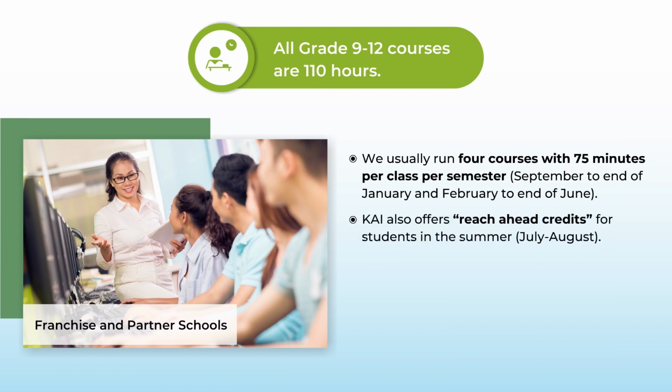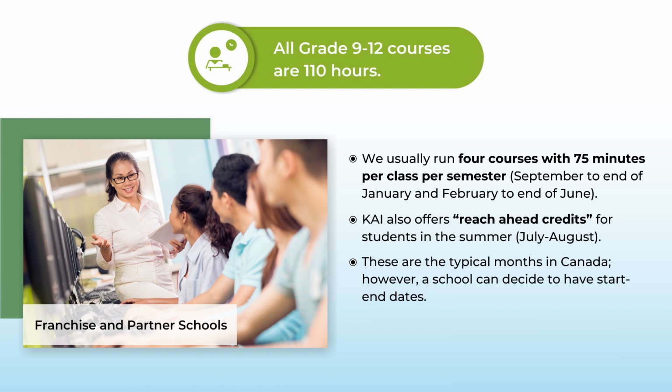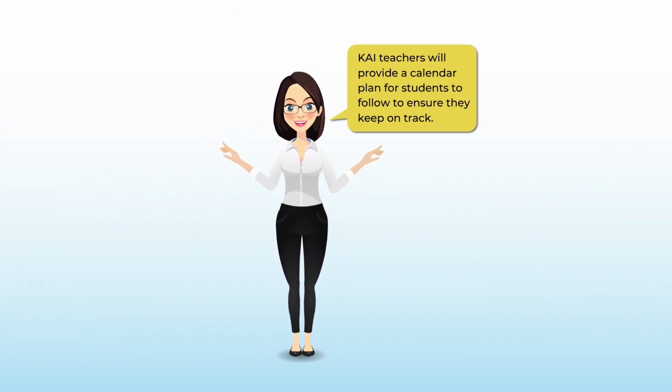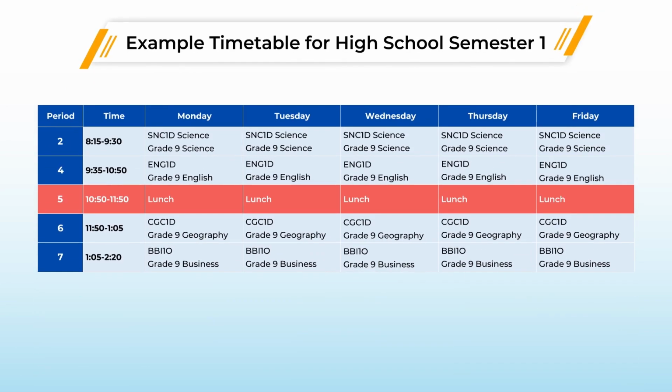Canada Academy International also offers Reach Ahead credits for students in the summer. These are the typical months in Canada. However, a school can decide to have different start-end dates, as long as the hours required are met. This is completely fine. Canada Academy teachers will provide a calendar plan for students to follow to ensure they keep on track. Here are examples of a grade 9 semester 1 and 2 timetable.